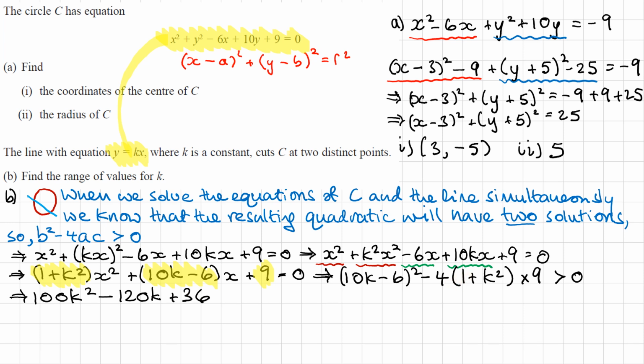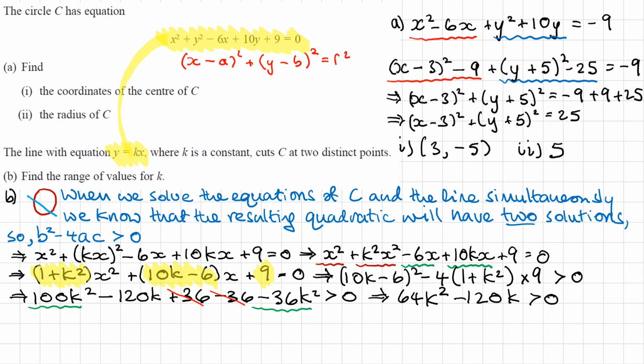We'll expand this bracket here. Let's do the 4 times the 9, which is 36, times 1. So we've got minus 36, and then minus 36 times k squared, so minus 36k squared, needs to be greater than 0. I can already see that the plus 36 and the minus 36 are going to cancel out. I can put together my 100k squared and my negative 36k squared. So 100k squared minus 36k squared leaves me with 64k squared minus 120k is greater than 0.